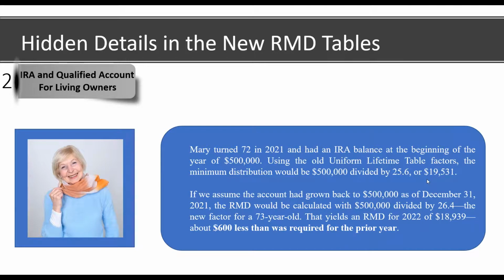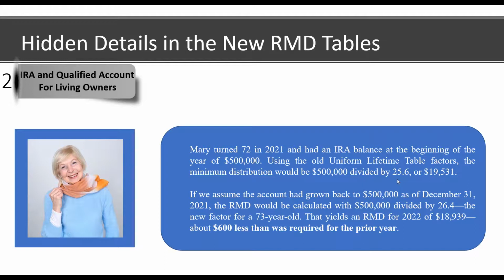Those of us who are on the call are aware of the fact that Mary's first RMD from that IRA could be taken as late as April 1st of this year. Let's assume that she took that amount out last year. And let's also assume that after she took the amount out, the account grew back to $500,000. So it was exactly equal to the beginning of the year 2021 account value at the end of 2021.